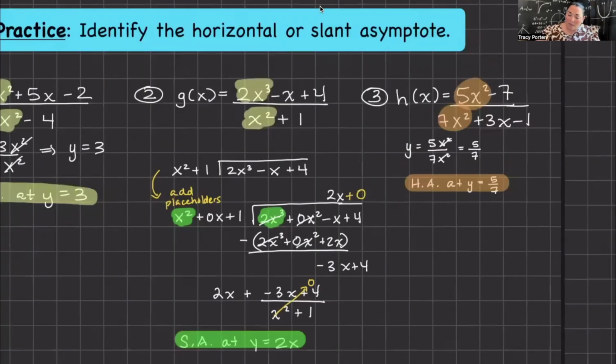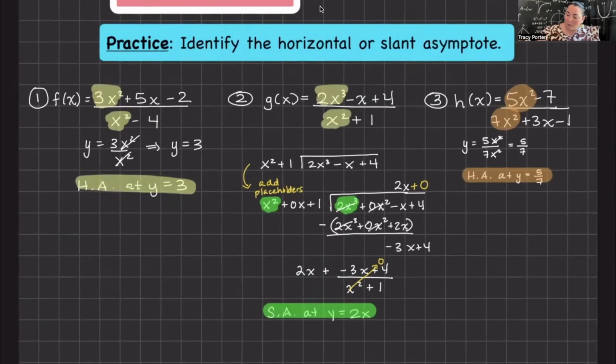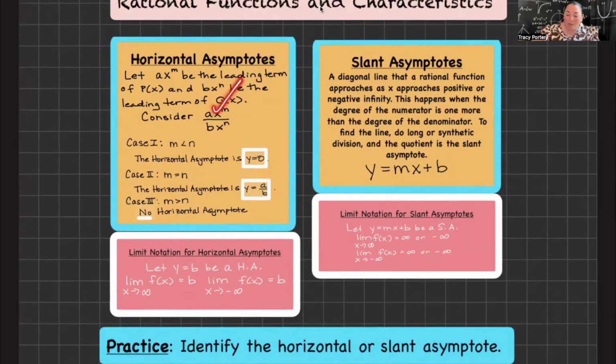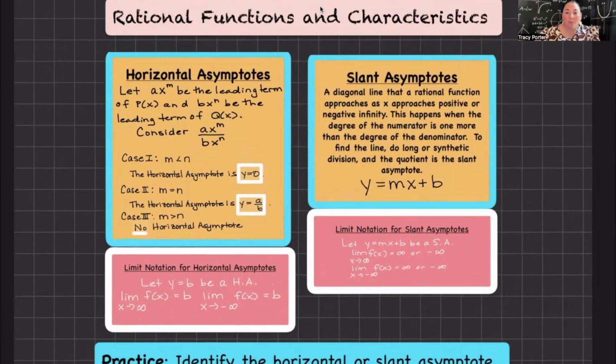So you just need to practice doing those rules. Make sure you understand when you're going to have the horizontal asymptote, when you're going to have a slant asymptote, and there could be a case where you have neither as well.